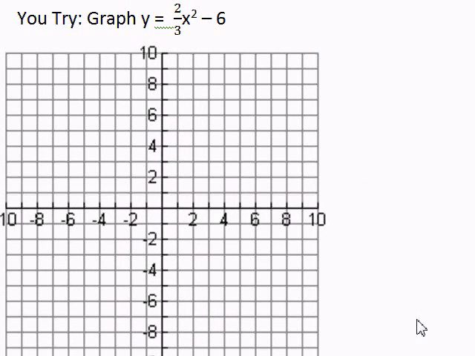Here's one last one for you to try on your own. Go ahead and press pause, press play when you're ready to see the answer. Quick note, when you multiply your y values by 2/3, you're going to get fractions. Now, when you're graphing fractions, just get as close to the value as you can.